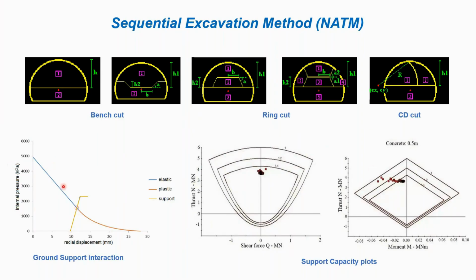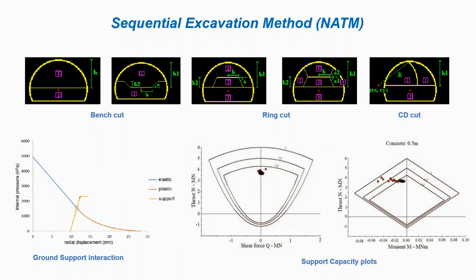So basically here, the blue portion represents the elastic behavior where the surrounding ground has not yet yielded. As the excavation progresses and stress relief increases, the ground reaches its yield strength and enters the plastic range represented by the orange curve. So the NATM allows this controlled deformation of the ground so that the ground can also mobilize its strength apart from the support system.